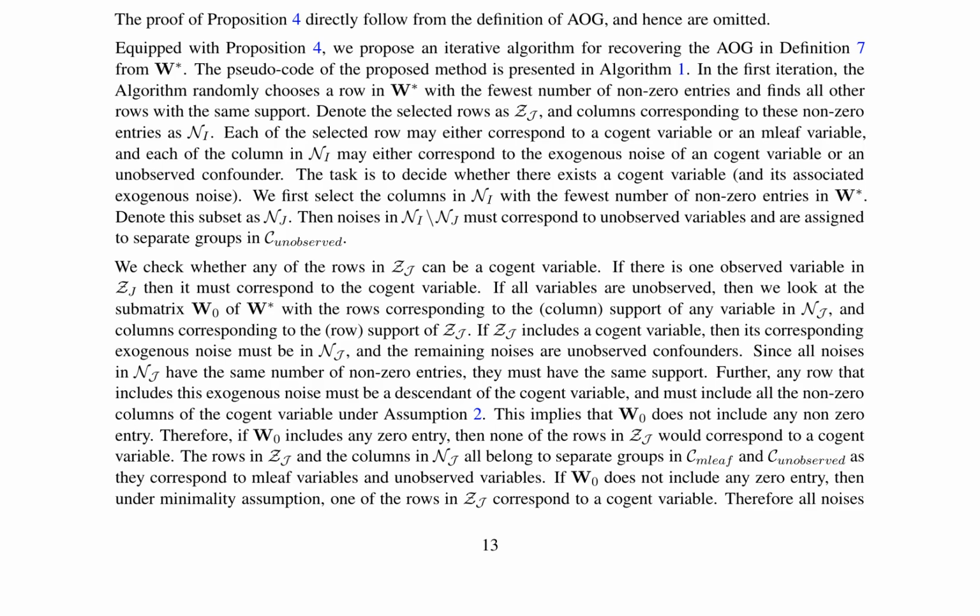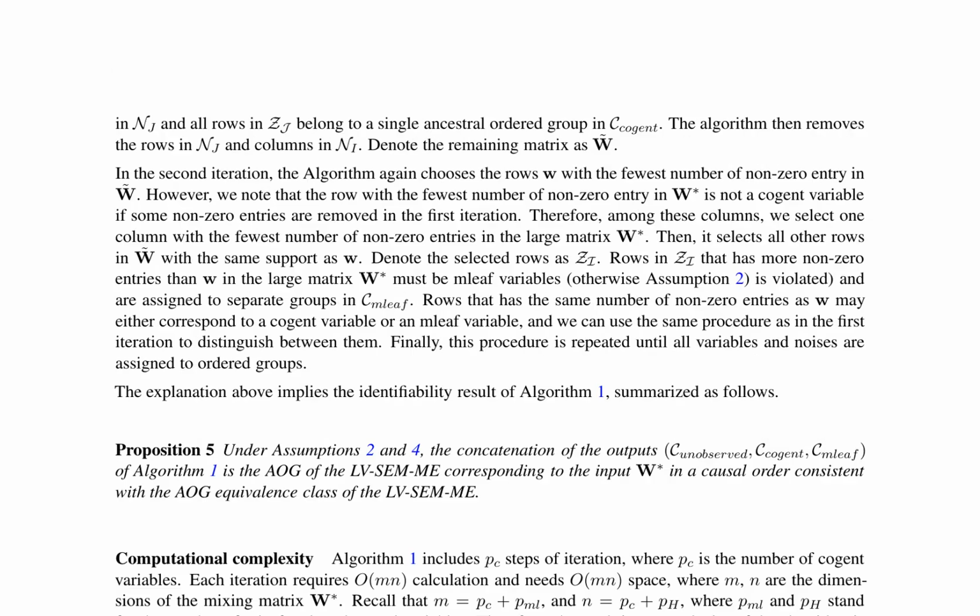The second algorithm, Algorithm 2, aims to recover the models in the AOG and DOG equivalence class. It first recovers the AOG using Algorithm 1, then enumerates all possible choices of centers and noises for each group. For groups with only M-leaf variables or unobserved variables, there is only one choice. For groups including cogent variables, the algorithm considers all possible selections of centers and noises, calculates the model parameters B, C, D based on W** and the selected rows and columns, and thus obtains all models in the AOG equivalence class.